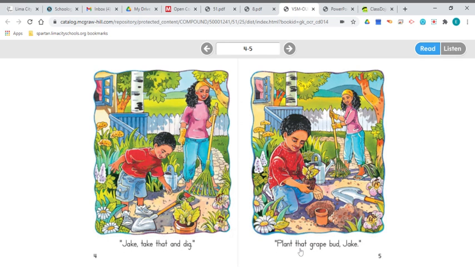Jake, plant that grape bud. Okay, so he has that grape bud right there and he's going to plant it. Who's still talking? Mom is still talking. There are the quotation marks. Plant that grape bud, Jake.